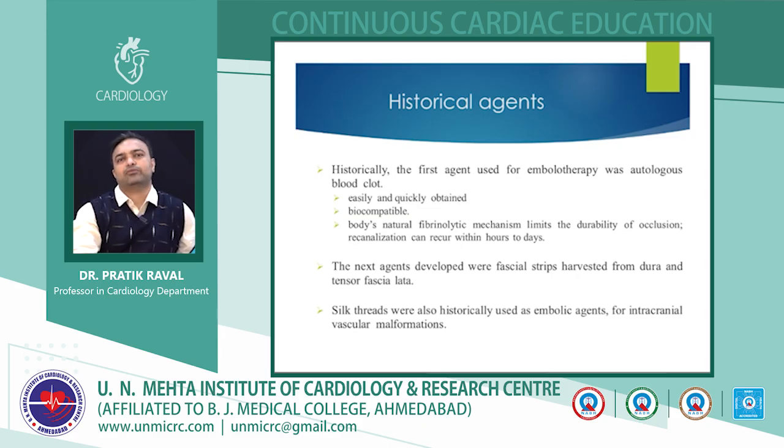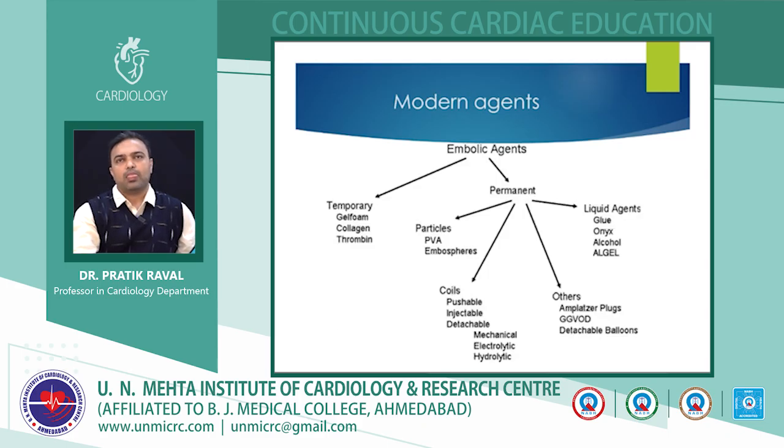The next agents that were developed were the fascial strips, which are derived from fascia lata, dura mater, etc., particularly for neurointervention. Silk threads have also been used historically. But modern embolic agents can be classified as either temporary agents or permanent agents. Temporary agents include gel foam, collagen, thrombin, and there are many permanent agents including particles, coils, liquid glues, and other vascular plugs and other devices. We will briefly discuss them one by one.